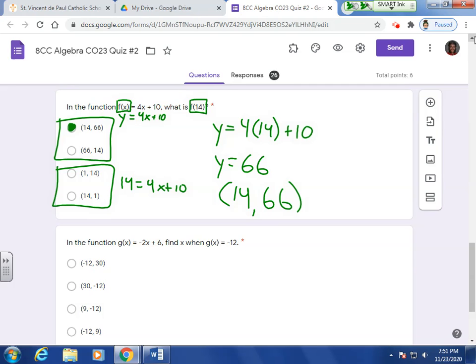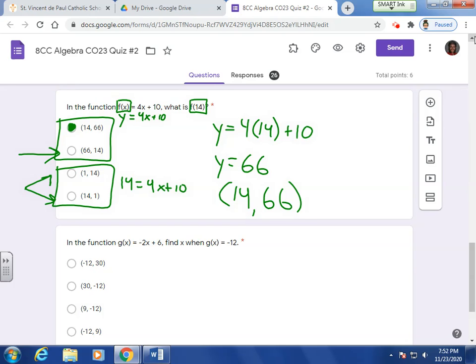If you answered this one, you did the right procedure, you just wrote your ordered pair the wrong way. You wrote it backwards. If you answered either of these two here, then you did the wrong thing. You plugged the 14 in for the wrong variable. Right? So those are things that could have happened to get the incorrect answers. And only about 55 to 60% of you, in all three classes, got this question correct. So it's definitely something that we need to practice and work on.